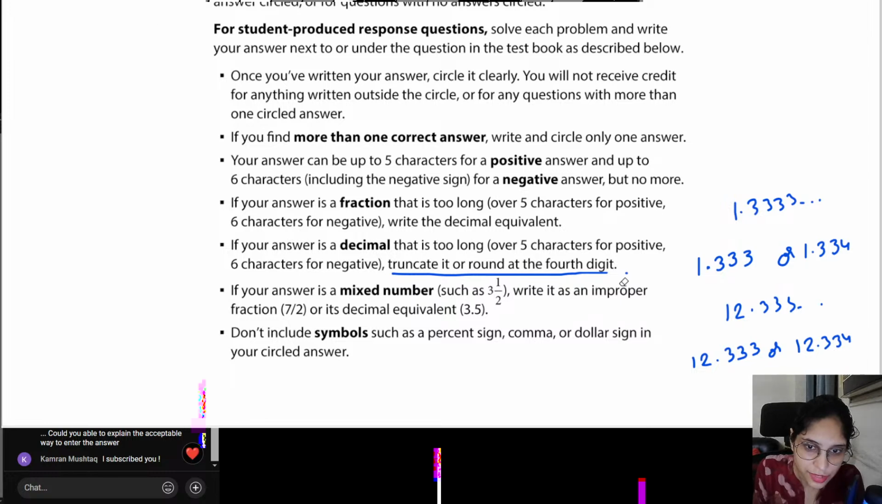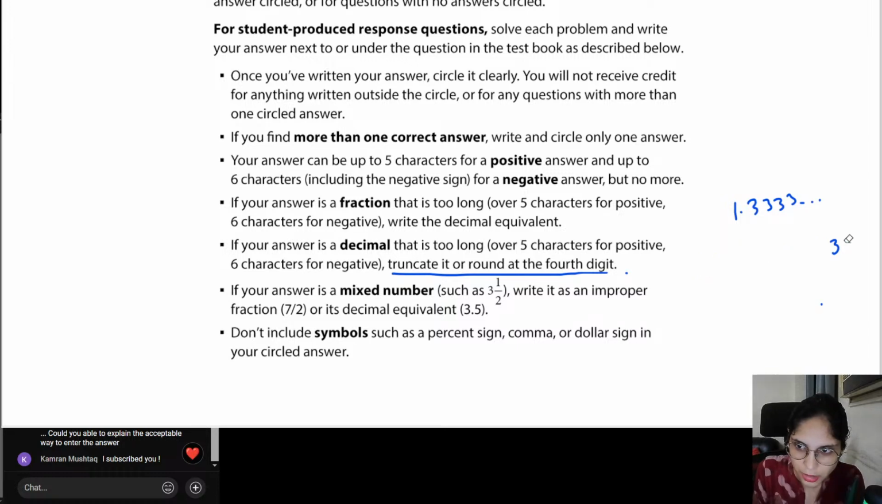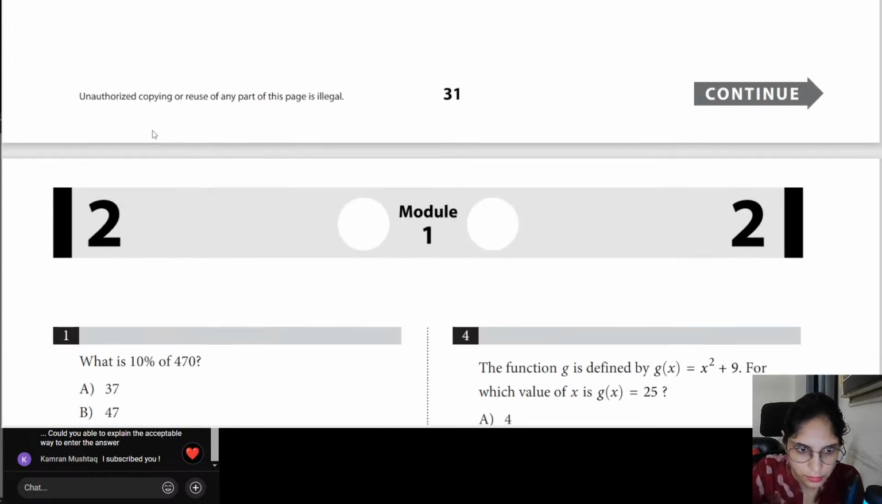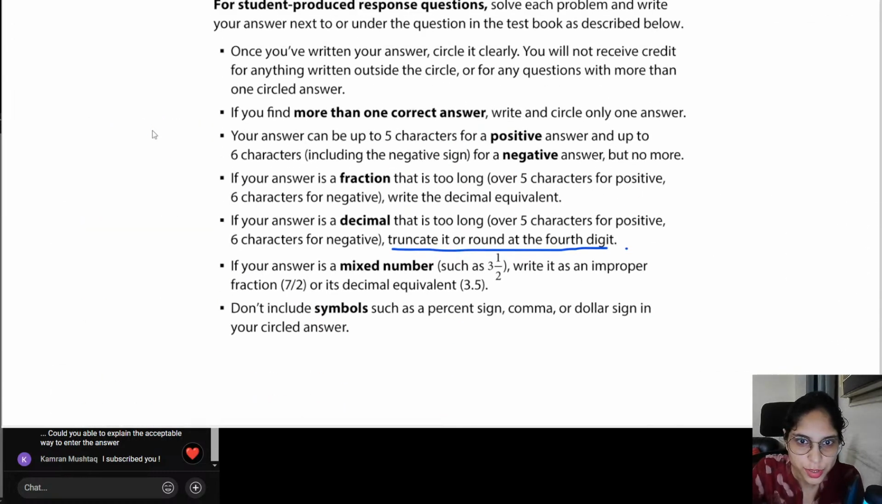Never write your answer as a mixed number. Always write it as an improper fraction or the decimal equivalent. And do not include a percent sign, comma, or dollar sign in your circled answers. So this is what they have given. I hope this was useful.